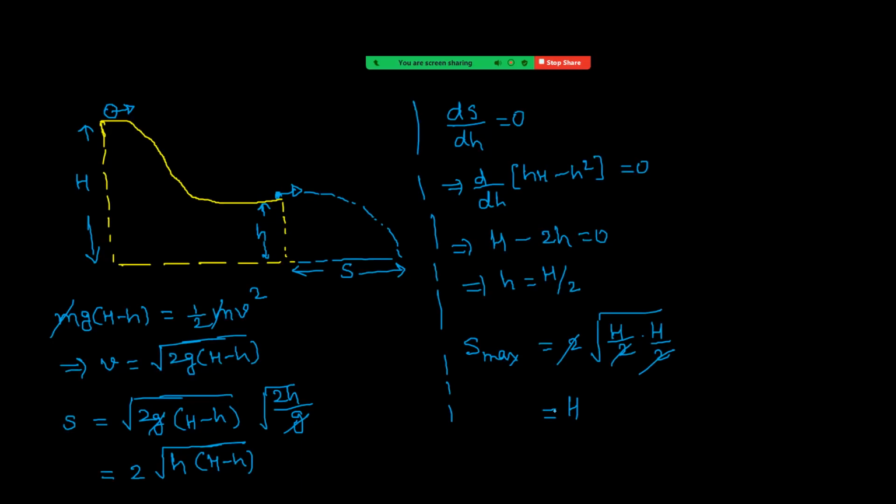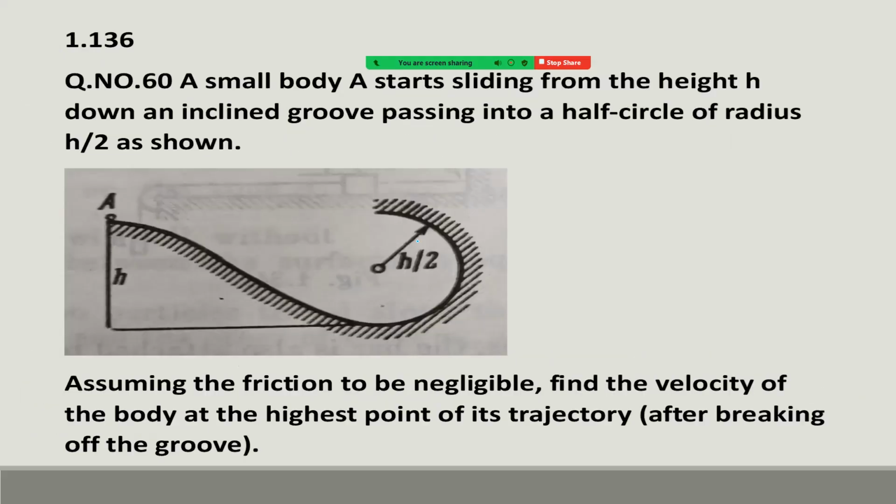So it is simply based on maxima and minima. That is one concept. Second, loss in gravitational potential energy converts into gain in kinetic energy. And next, it is a horizontal projectile. Let us see the next one.